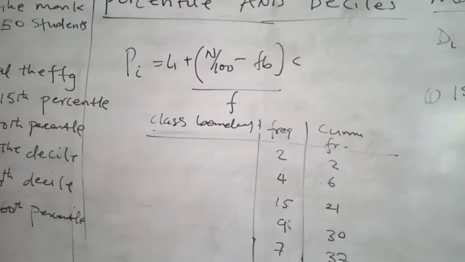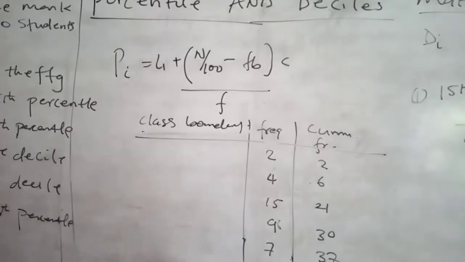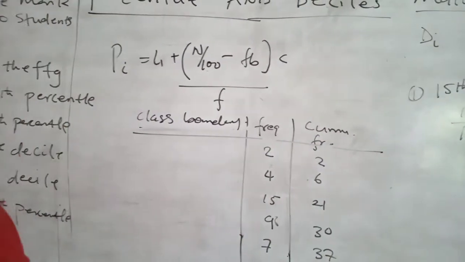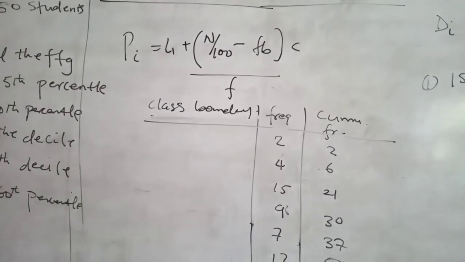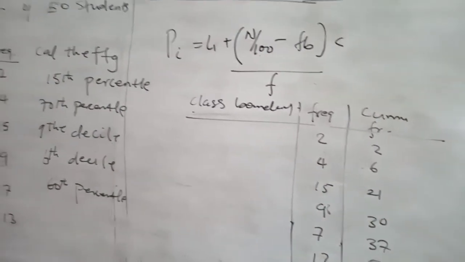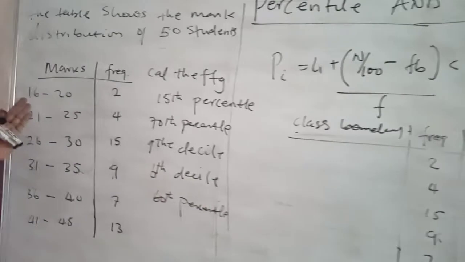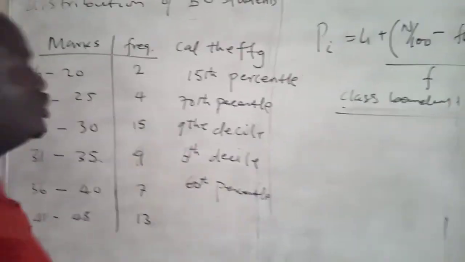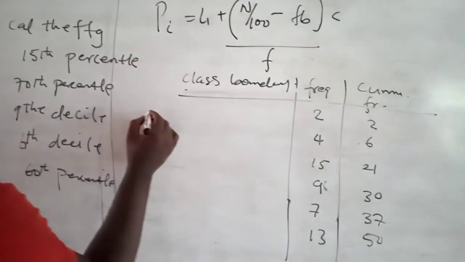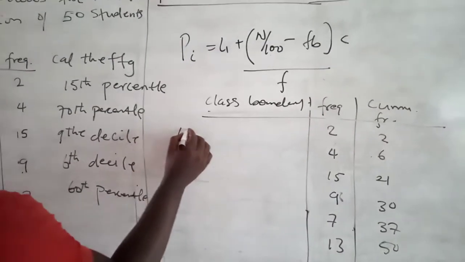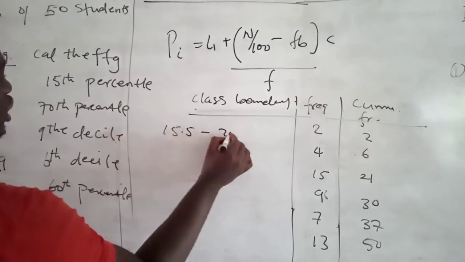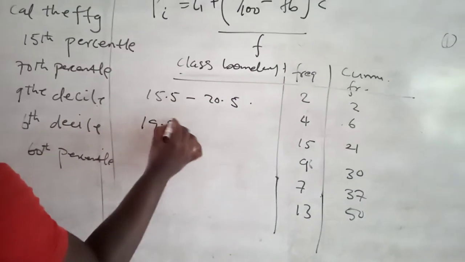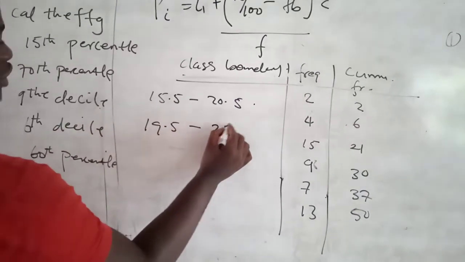And the next thing we should do under solution is what? Create a class boundary, the frequency, the cumulative frequency. Now, for you to create the class boundary here, this is 16, and you know what we used to do? We minus 0.5, we add 0.5. Is it not? So 16 minus 0.5 should give you what? Should give you 15.5 to what? 20.5. Is it not? This one, the other one should give you 19.5 to what?